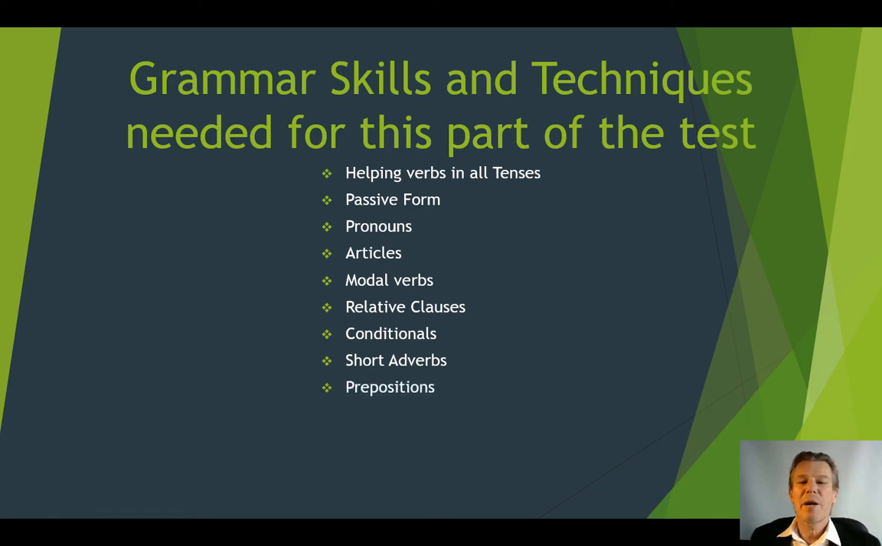Prepositions, and we looked at prepositions in part 4, and I showed you prepositional collocations. These can be useful as well for part 5. Phrasal verbs, sometimes there's 1 or 2 phrasal verbs, so again, we'll have a look at this in detail. And then idioms and expressions, which we also did in reading part 4. These occasionally do pop up in part 5 as well.